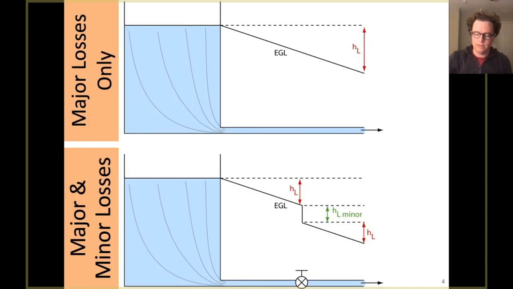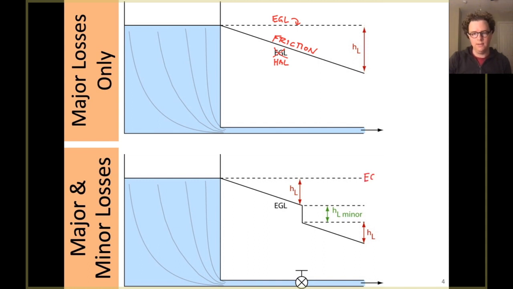So what this looks like in an ideal world: if we look at the image across the top, and we label our energy grade line and our hydraulic grade line in the solid black, the reason that hydraulic grade line is shown declining with a constant slope is friction. So that's energy loss per unit length of pipe.